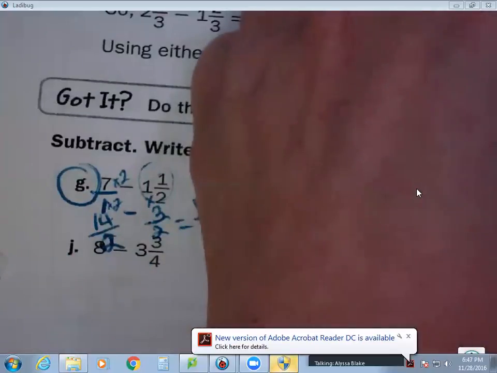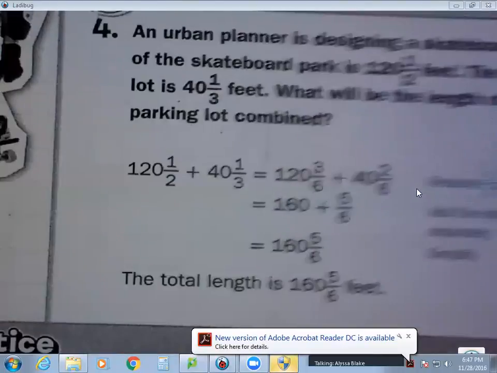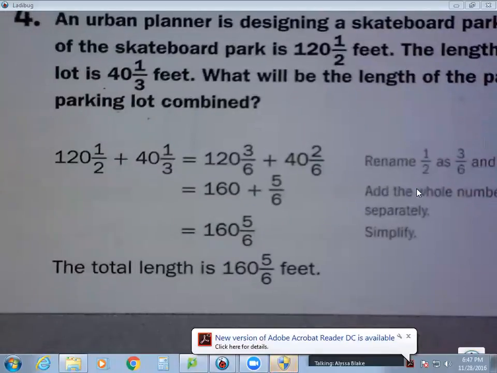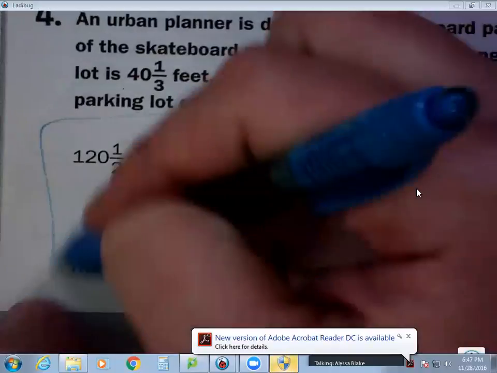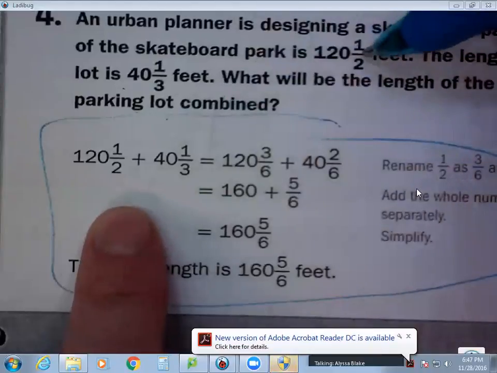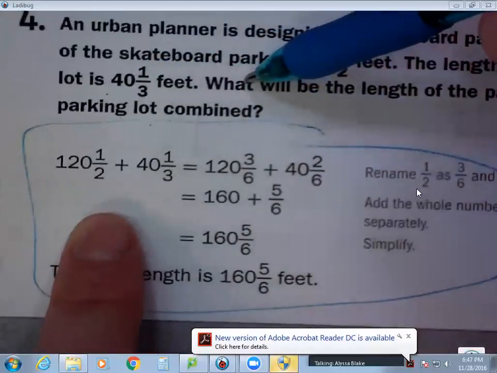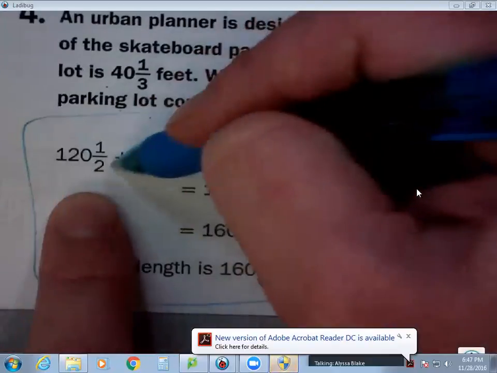Let's go to page 302. And I've got a word problem here. I'm not too concerned about the word problems at this point, but it is kind of a hefty one when you get things changed around, okay? What we did is we looked at this and we said, okay, a skateboarder is making a skateboard park and it's 120.5 feet. And the length of the parking lot is 40 1/3 feet. So what will the length of the park and the lot be combined? So we're adding 120.5 and 40 1/3.